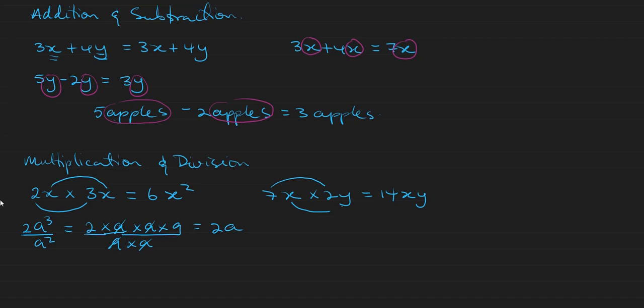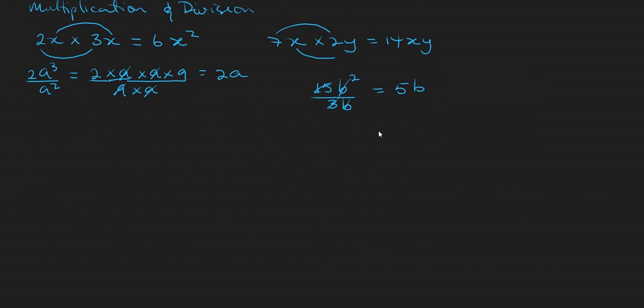Then we can follow the same procedure for another example. Let's say, for instance, we have 15b squared over 3b. Cancel the numbers first, we get 5, and then cancel the letters, we get b. You can do any combination of multiplication and division together. So, for example, I can take both of these and combine them to get one solution to something.